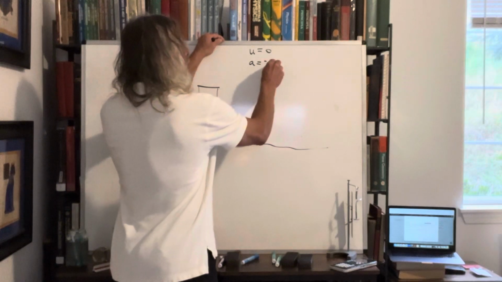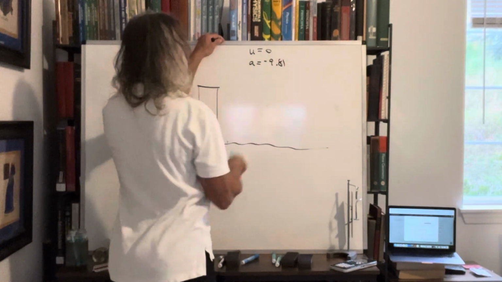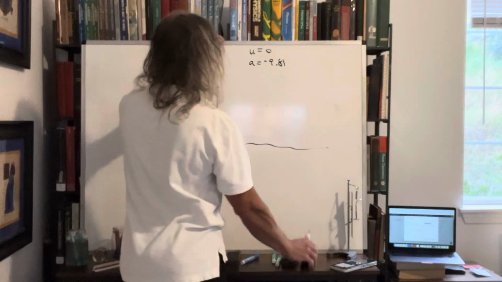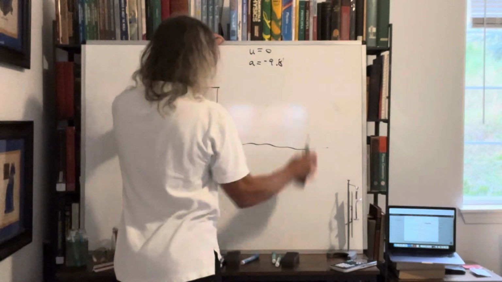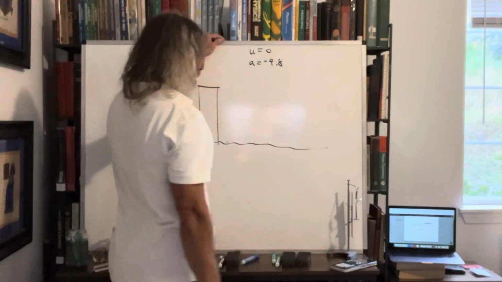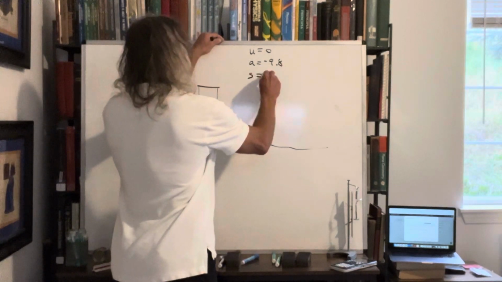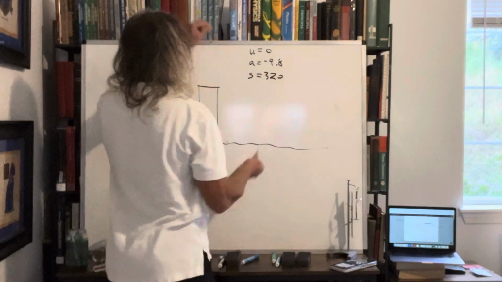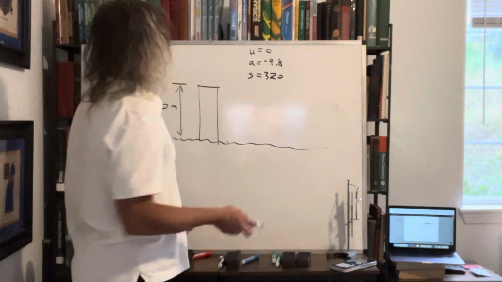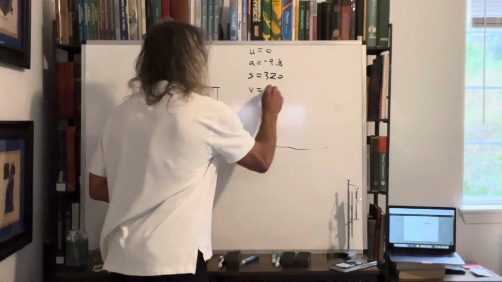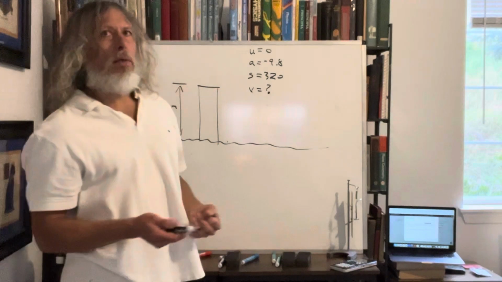Acceleration, we know, is negative 9.8 meters per second squared. The building is 320 meters, and we want to find the final velocity. So we have the stuff written down.